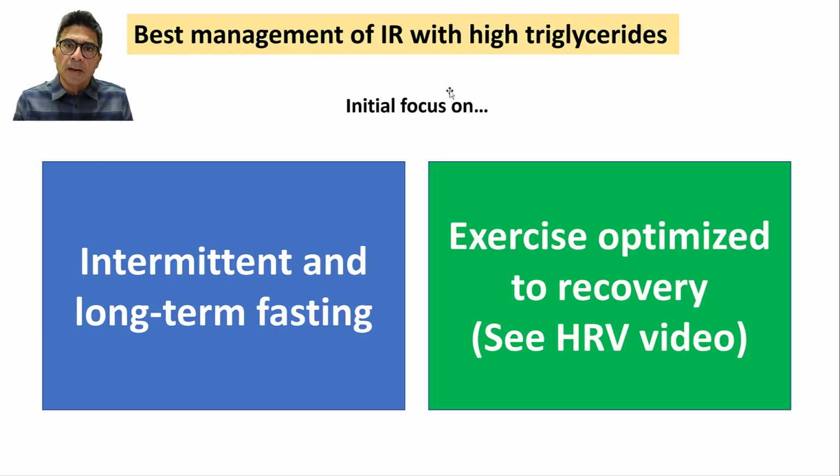What I'm suggesting is that we should have an initial focus on intermittent and long-term fasting, because this way you are promoting insulin sensitivity, you are reducing insulin levels and insulin resistance, and that you should advise them to exercise that is optimized to recovery. Now, what does that mean? I have a YouTube video out that talks about how you can tailor the exercise to optimal recovery. This is called my heart rate variability video, and you should look into that.